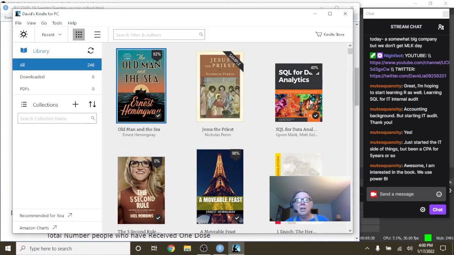I'm using this one right here called SQL for Data Analytics. One of the reasons I got it is because it's pretty thorough, but the other thing is the version on Kindle is like $12. The printed version was like $24. So $12 for a book like this is too good to pass up.